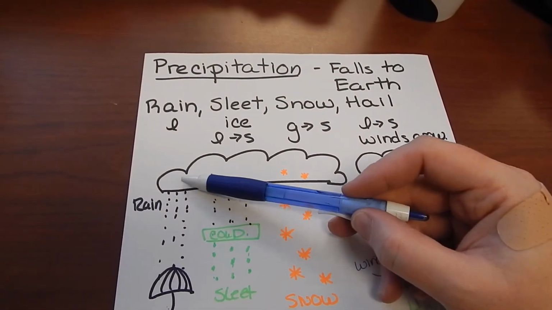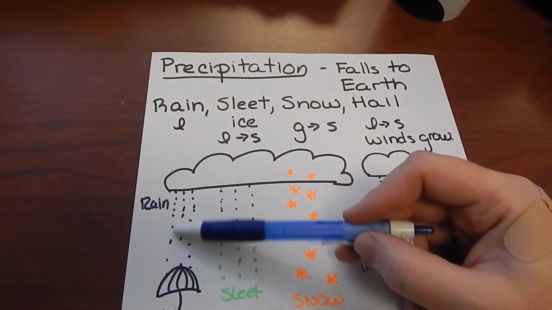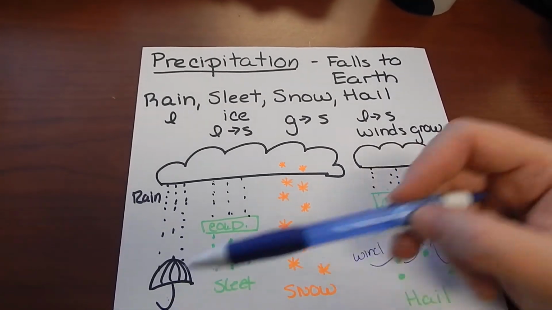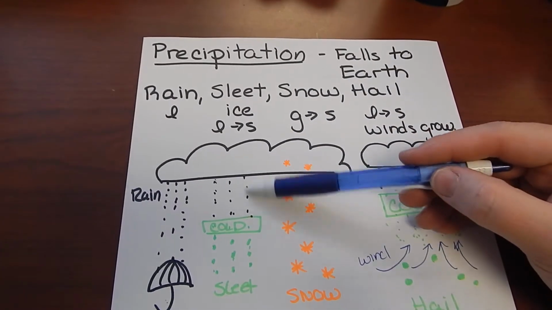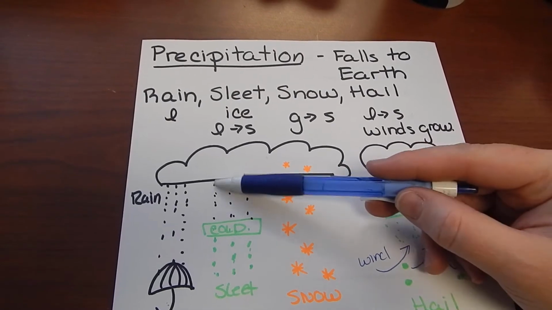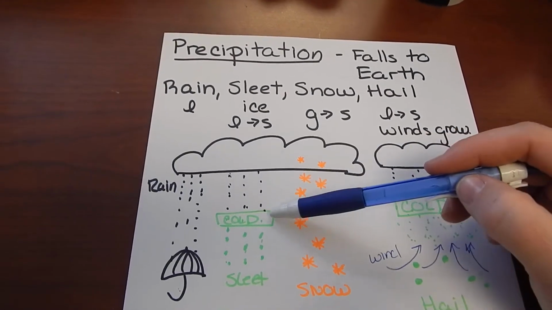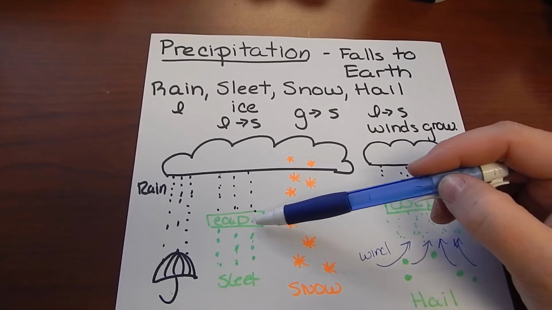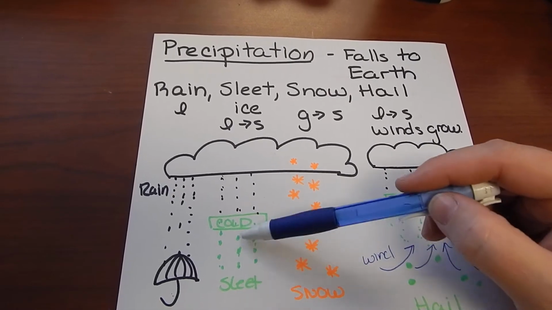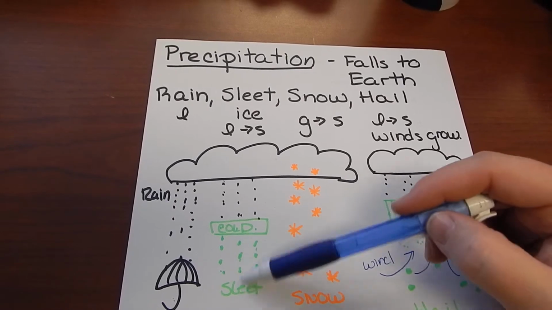Here's rain. So rain just comes on down out of the clouds in its liquid form all the way down. Sleet, you have rain that comes out of the clouds, and then at some point hits a very cold patch of air. And in that cold patch of air it freezes. And once it freezes, it turns into sleet. So it's little ice particles coming on down.